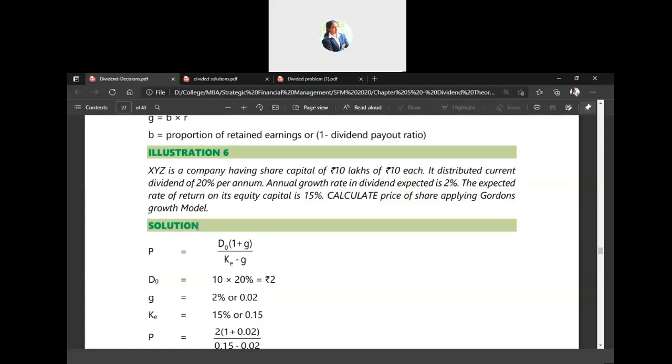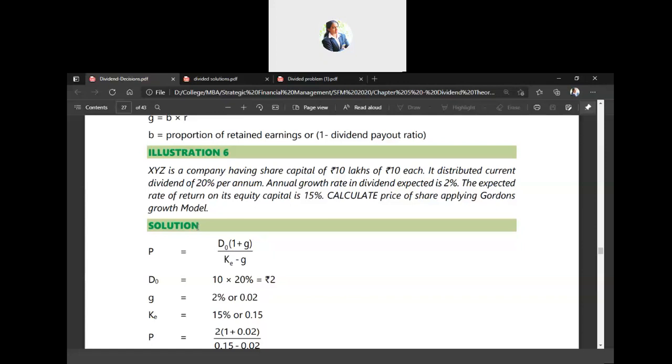When we take into consideration the formula, D naught has not been directly given. What they have given is the share price of 10, and they have given that the company distributes a dividend of 20% per annum. So when you take into consideration the face value and the ratio of dividend payment, we can find out the value of the dividend that is paid annually. So rupees 10 into 20% shall be rupees 2 per share.